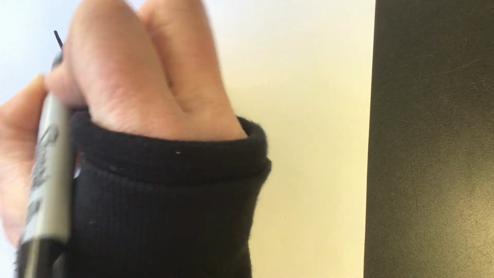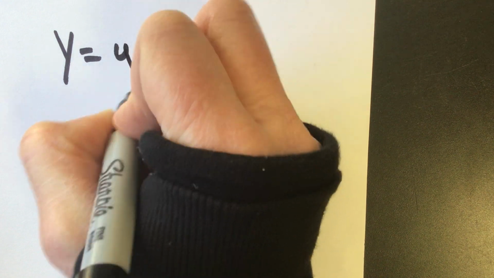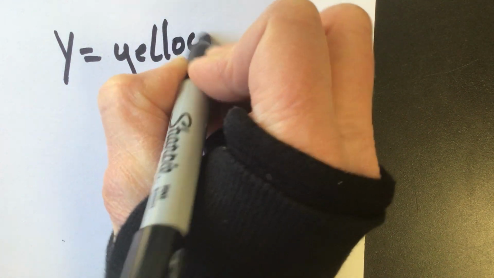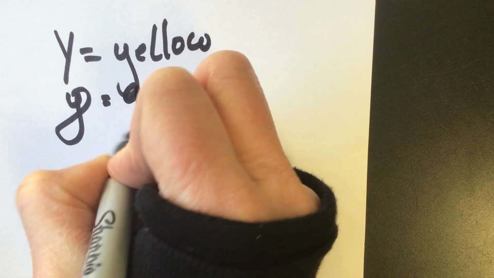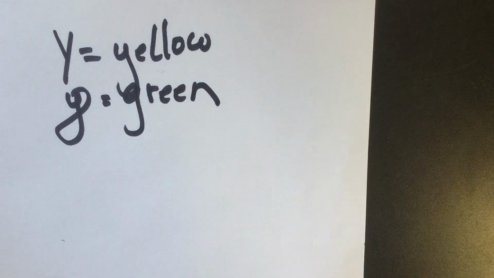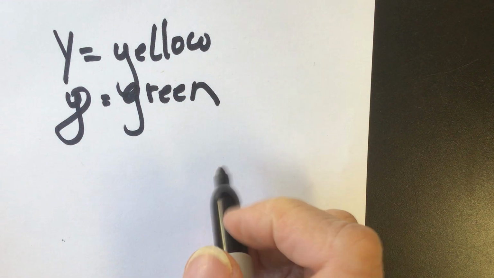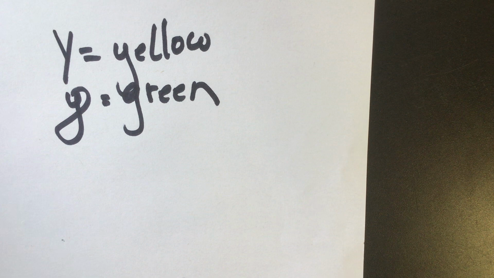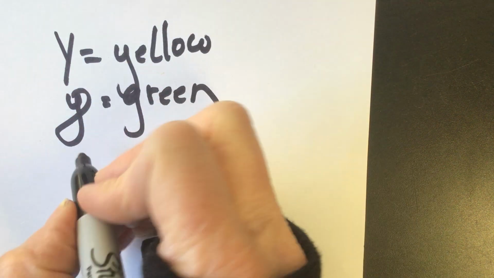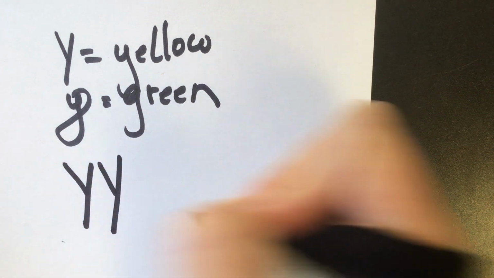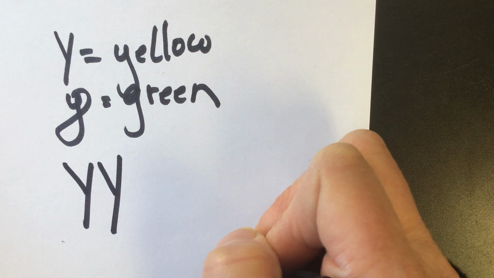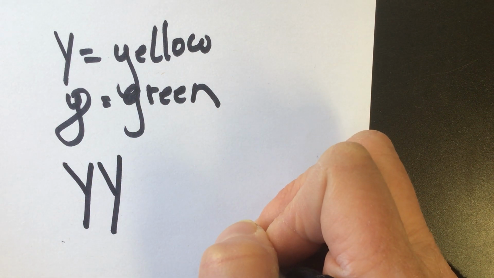Here we go, the last question. It says capital Y equals yellow, small y equals green. Okay. If your plant is homozygous dominant, well, we know homozygous means same, and dominant means a capital letter. So that means that they are capital Y, capital Y. And then it asks us, what would their phenotype be?